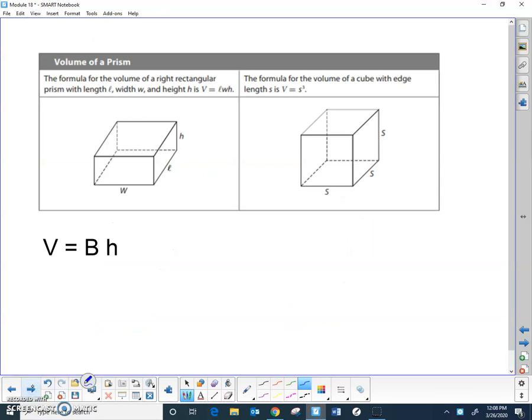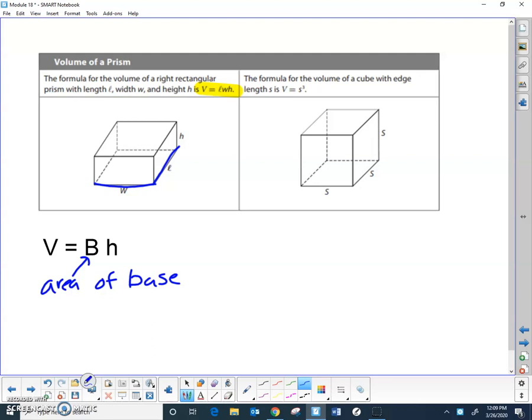All right, so to find the volume of these, we are going to use the formula length times width times height. This is otherwise known as the volume is equal to big B times H. So big B is simply the area of the base. To find the area of the base, we take the length times the width. To find the volume, we take that times the height.